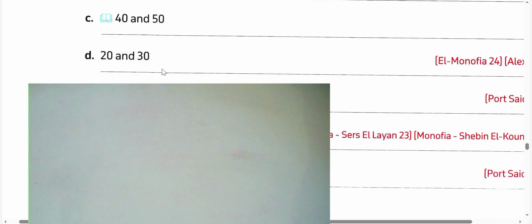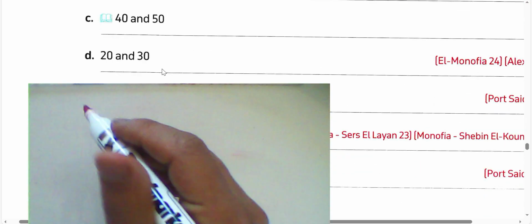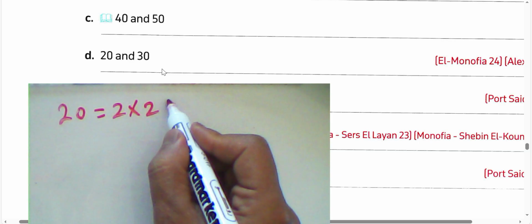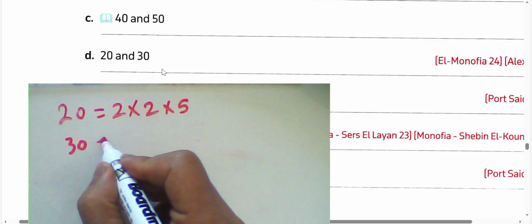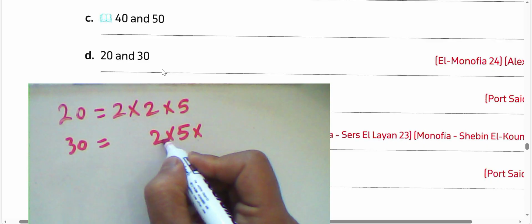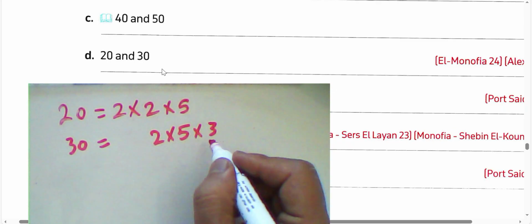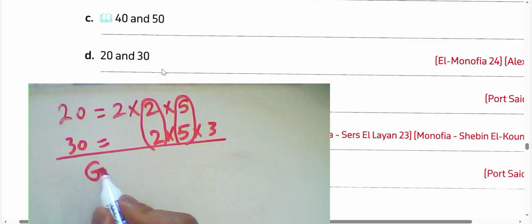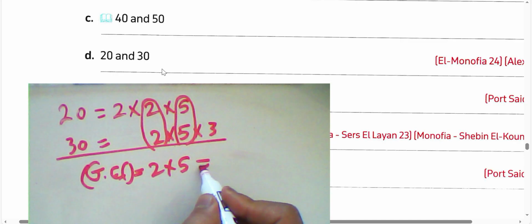Next question, 20 and 30. The common factor between them equals 10. 20 equals 2 times 10, 10 equals 2 times 5. We can factorize by prime factors. 30 equals 3 times 10, 10 equals 5 times 2. Then you can choose the common factors between them: 2 times 5 is 10.